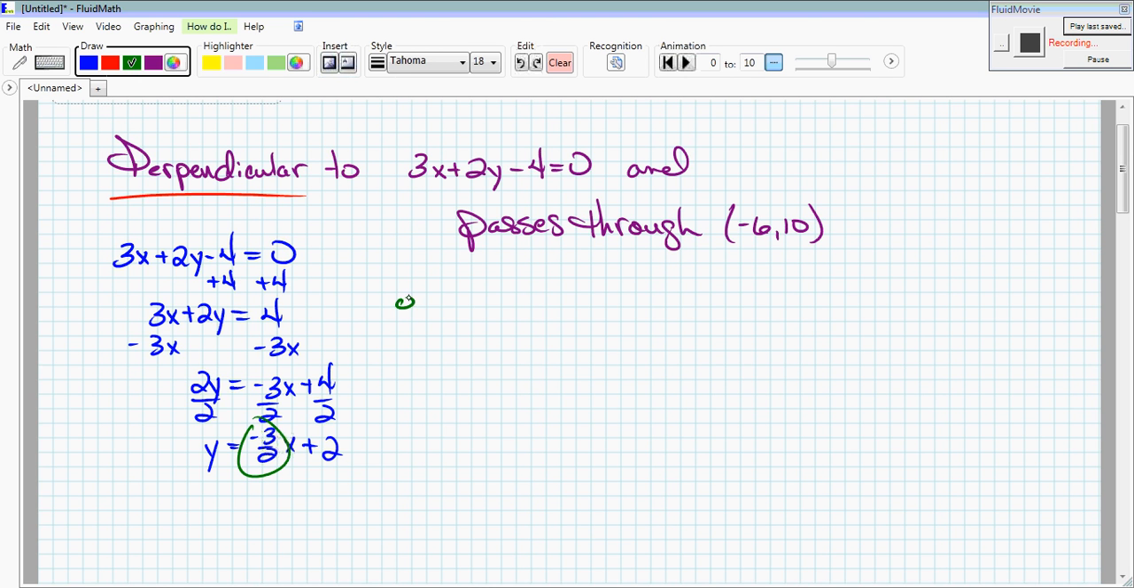Now ours must be the opposite reciprocal because it's perpendicular. The opposite reciprocal of negative 3 halves: opposite means change the sign, so it's positive. Reciprocal means to flip. So the opposite reciprocal is 2/3.